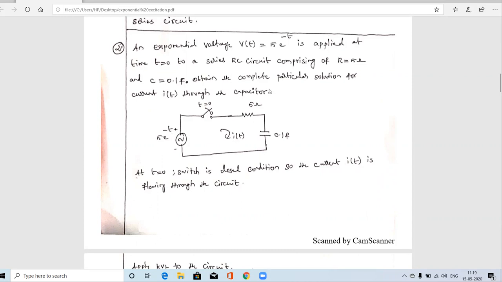What is the question? We have to obtain the complete solution, that is, here the transient current. Current, response, solution, everything is the same. So we have to find the current i of t flowing through this circuit. So the same procedure.